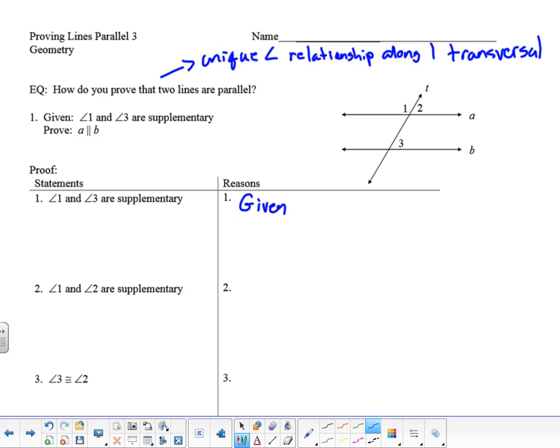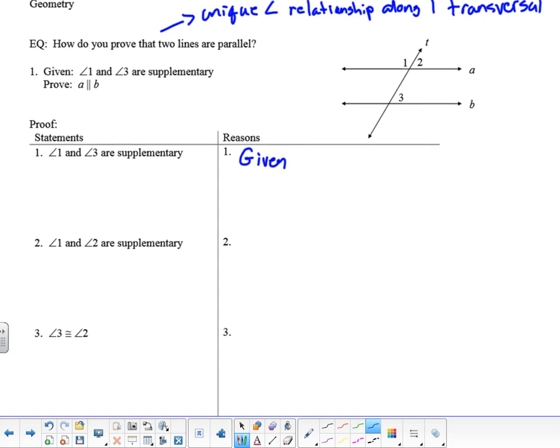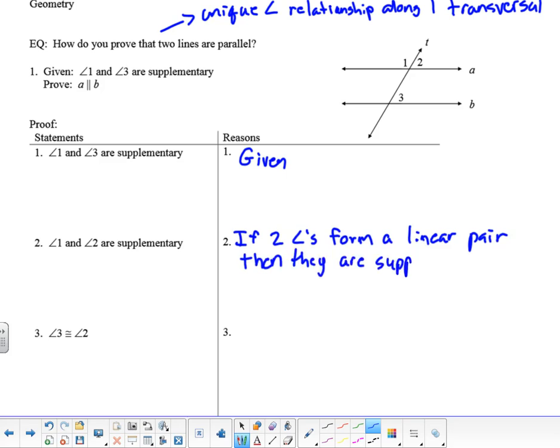Number one is given. Okay, now number 2 says angle 1 and angle 2 are supplementary. Well, why would that be? Well, if two angles form a linear pair, then they are supplementary. Okay. And this is one of those freebies, okay? You can just see that from the diagram that angle 1 and angle 2, well, they're along this line and they form a linear pair, okay?